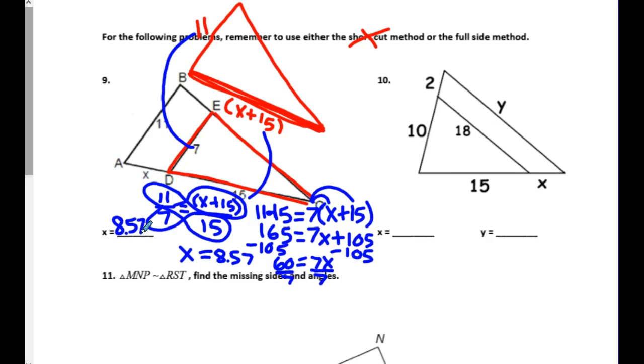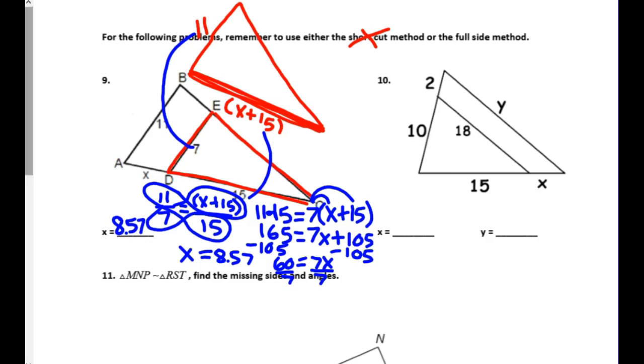So again, you make your two fractions, you cross multiply, you distribute on the right side, you get rid of the loner, and then you divide. So if you got a decimal, decimals are fine.